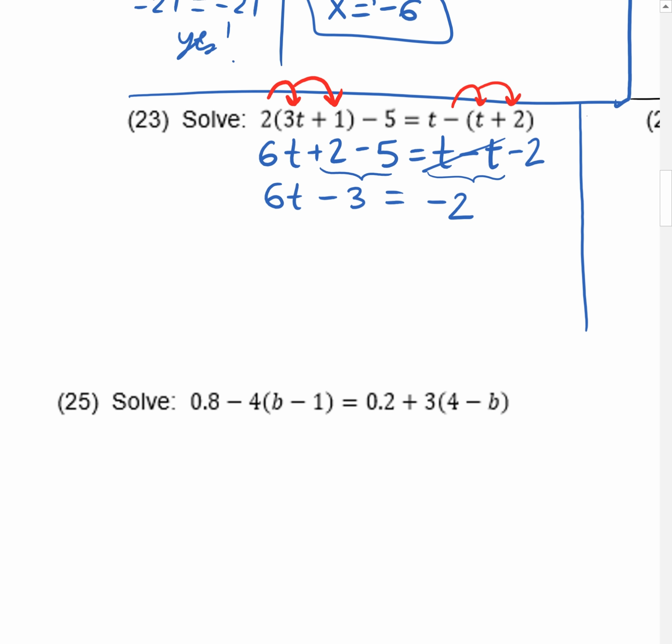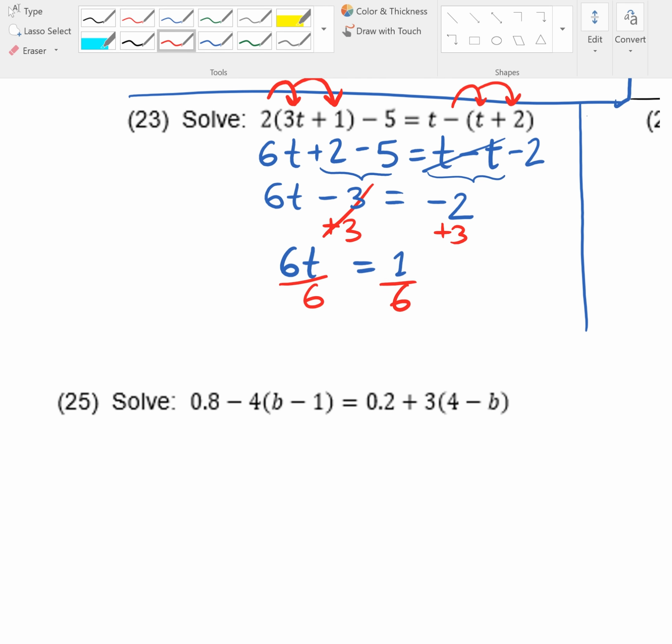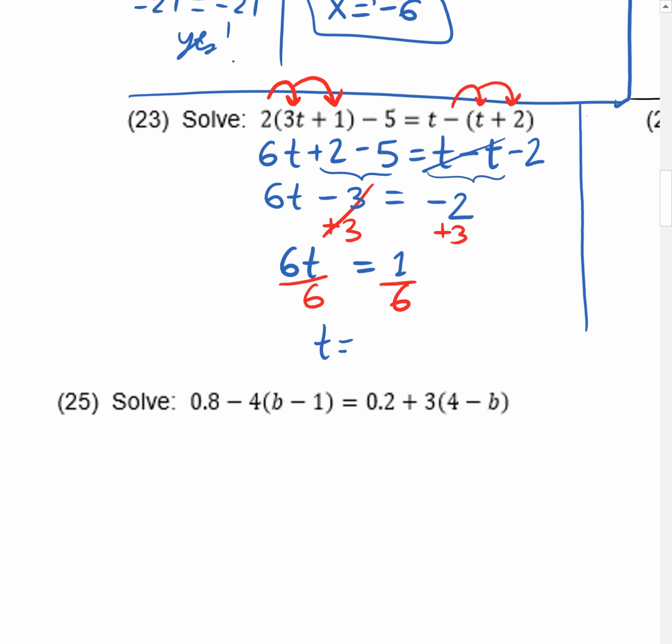And now if I want to solve for t, I'm going to move the 3 over first by adding it, since that's the opposite of what it's doing right now. And 6t will be all by itself. It'll be equal to negative 2 plus 3 is 1. Now if I isolate the t, I'll divide by 6, and that'll be the winner. T must be 1/6.